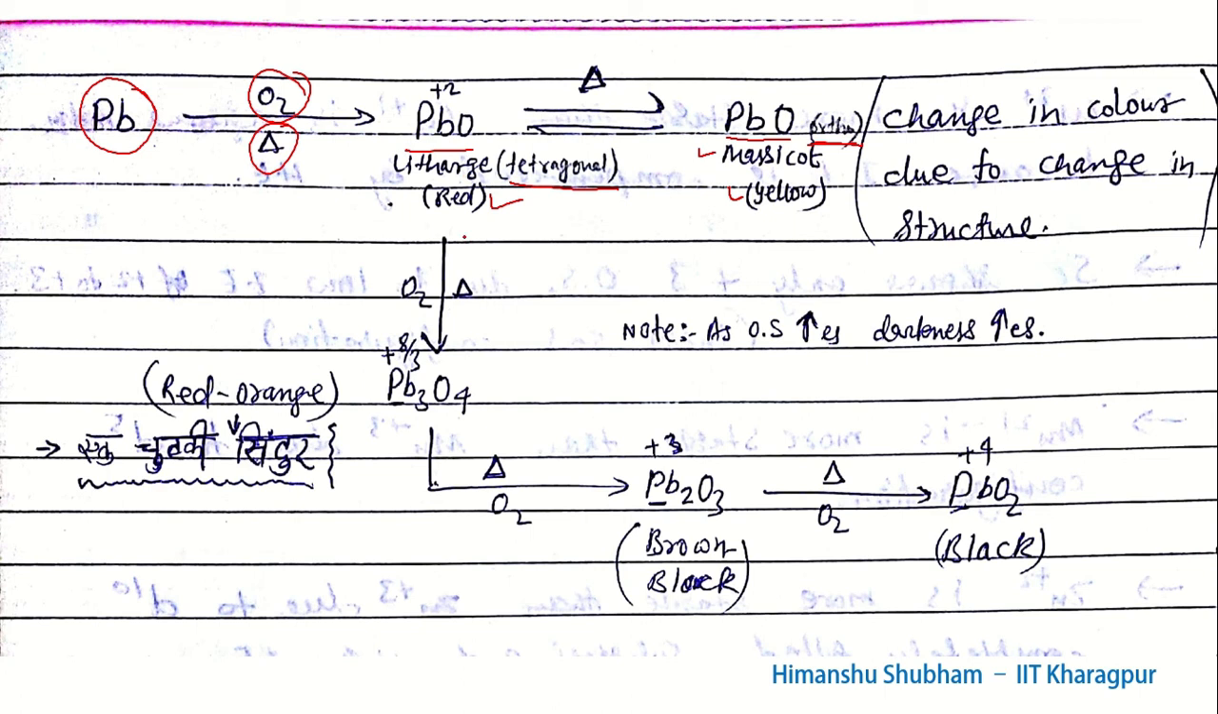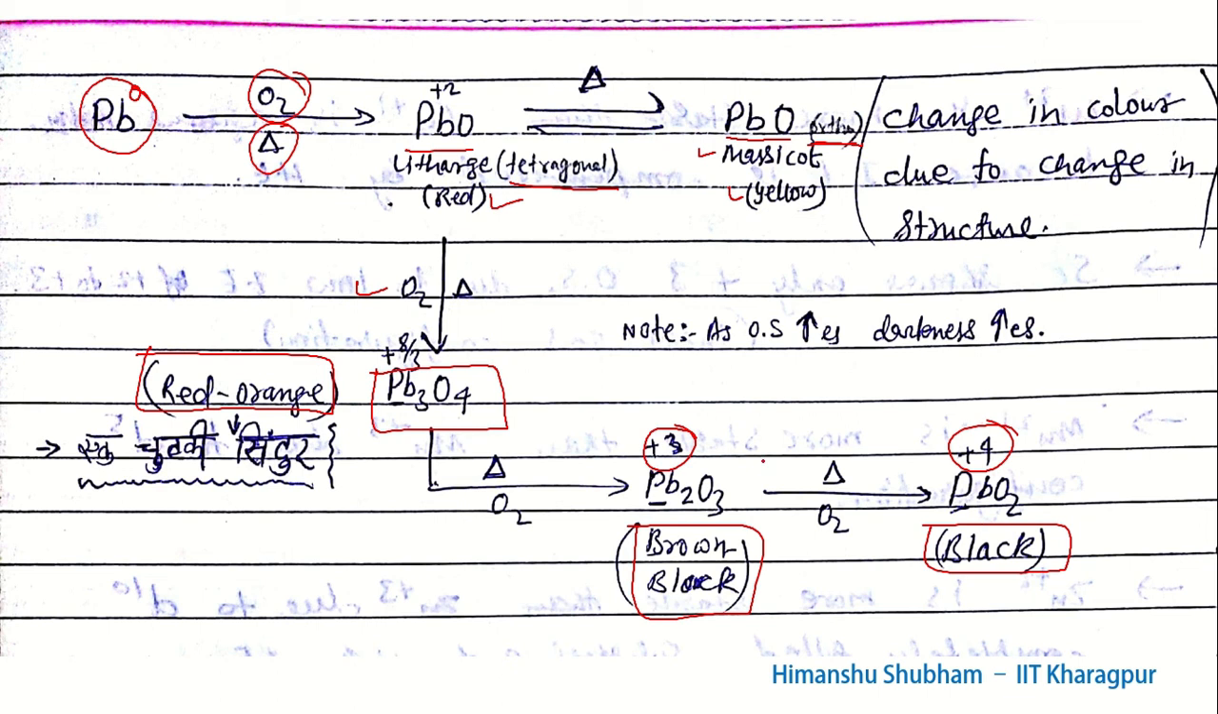Now if we heat it and supply oxygen to it, we will get Pb3O4, and we can see that the oxidation number is subsequently increasing. Here its oxidation number was 0, here it is +2, here it is +8/3, here it will be +3, and here it will be +4. Now we can remember the colors here: red, orange, and then brown-black, and here black.